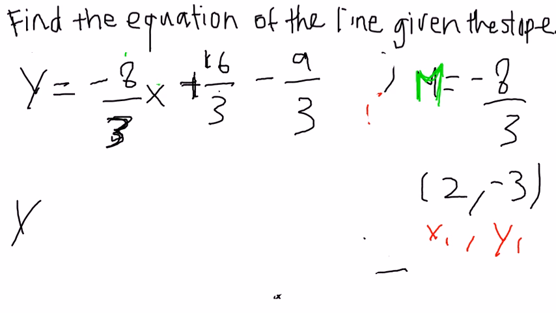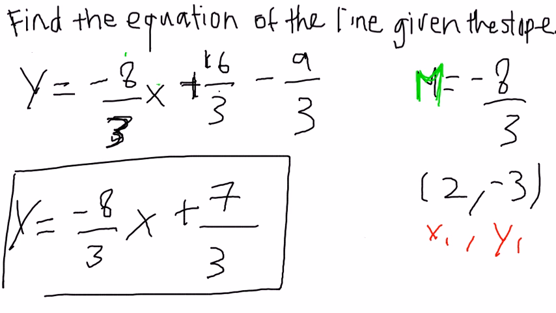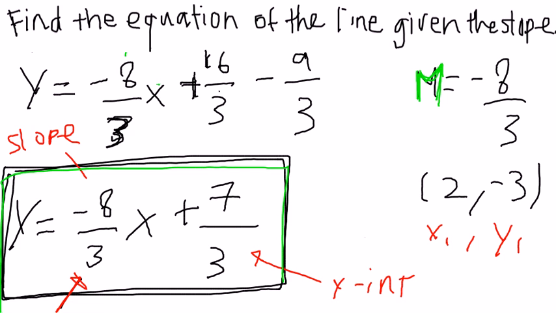Now, what is 16 over 3 minus 9 over 3? Well, let's rewrite this one last time. Negative 8 over 3x. 16 minus 9 is 7, and the denominator stays since it's addition. And here we go. We have our y equals mx plus b format right here, and this is our equation of the line. Let's look at it real quick. This right here, the negative 8 over 3, is the slope. And this right here, the 7 over 3, is the y-intercept. And there we go. You are done with this problem. You have found the beautiful equation of the line.